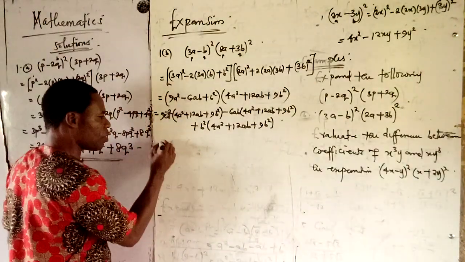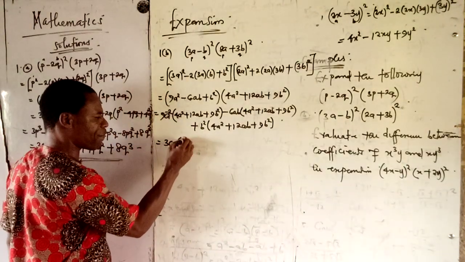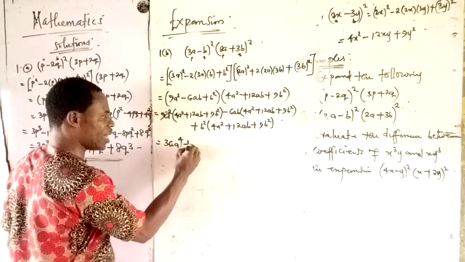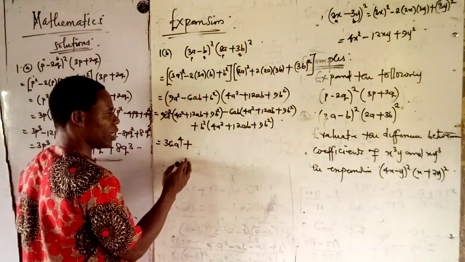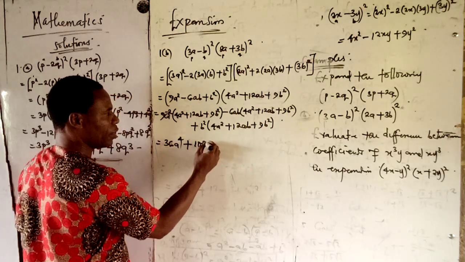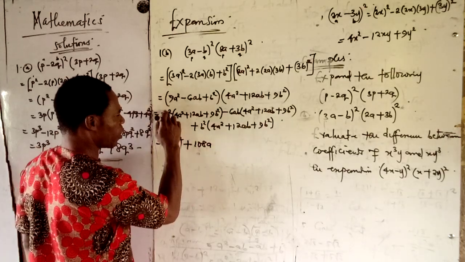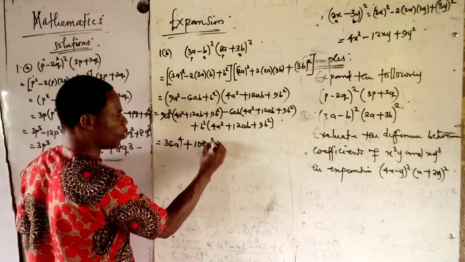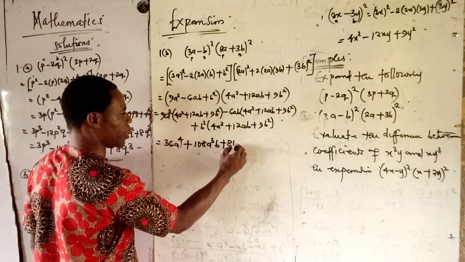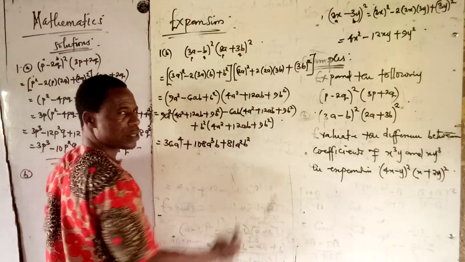So from there now, this is what? 36a4 plus 9 times 12. Okay, 9 times 12 would have been 108. 108 a cube b. Plus what? 9 times 9 is what? 81 a squared b squared.